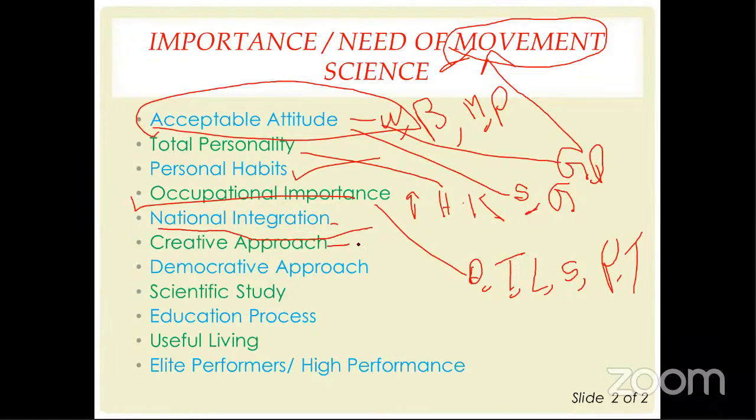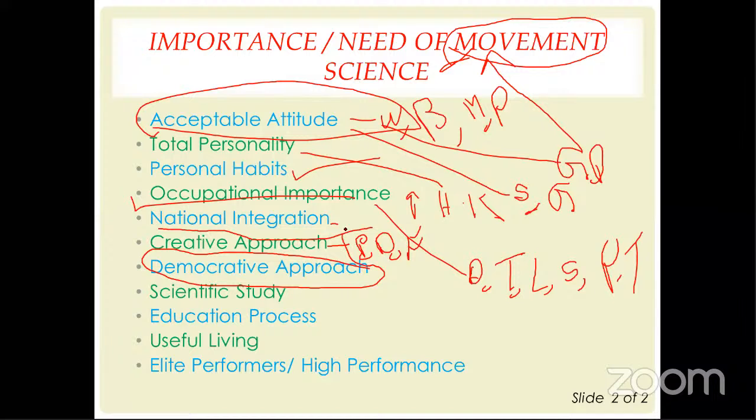Creative approach. Because you keep on experimenting with your body, with the diet, with the fitness level, it develops a creative approach. Because it has national integration, it has a democratic approach also. It doesn't teach us to harm anyone. Movement science doesn't teach us to cheat anyone. Movement science highly teaches morality and a character-building attitude. So it has a democratic approach also.